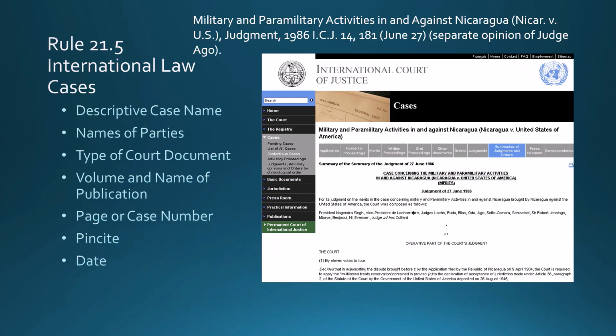It begins with the description, the name of the parties, the characterization of the decision, and the citation to the reporters, followed by a pin cite and the date. You should use a parenthetical to indicate if referring to a smaller part of the decision, as you would indicate to a citation to a concurring or dissenting opinion in a U.S. case.